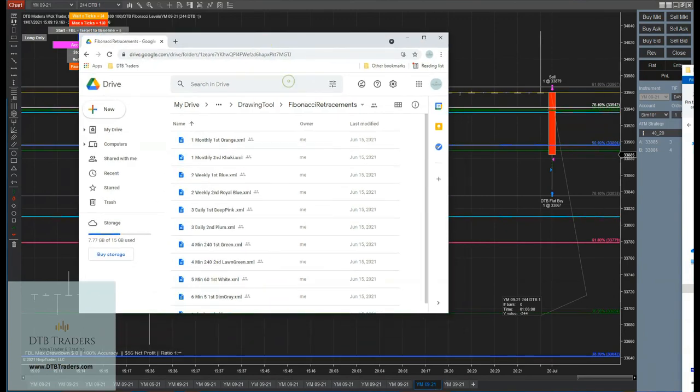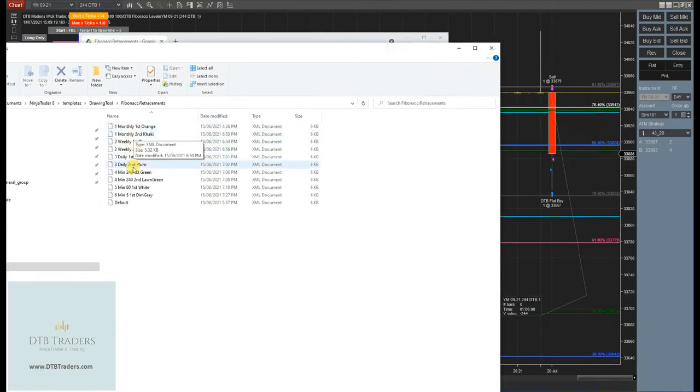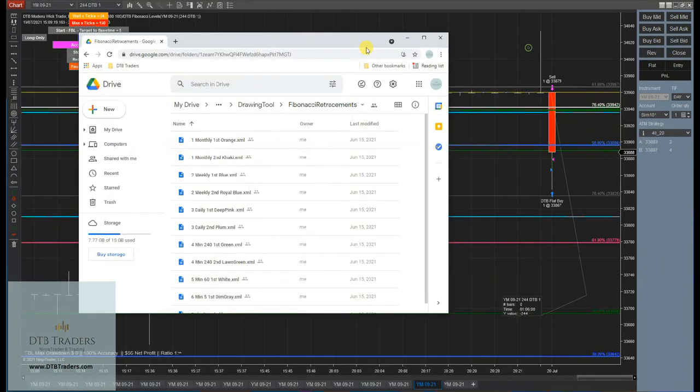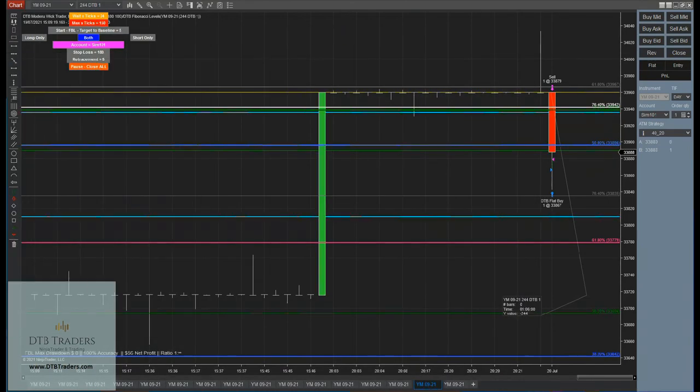Download them like we did, and paste the contents of this folder into your Fibonacci retracements drawing tool template. That's where you're going to find it: under PC, Documents, NinjaTrader 8, Templates, Drawing Tool, Fibonacci Retracements. Once you have copied and pasted those templates in there, you load up the indicator. It will present itself exactly like mine.